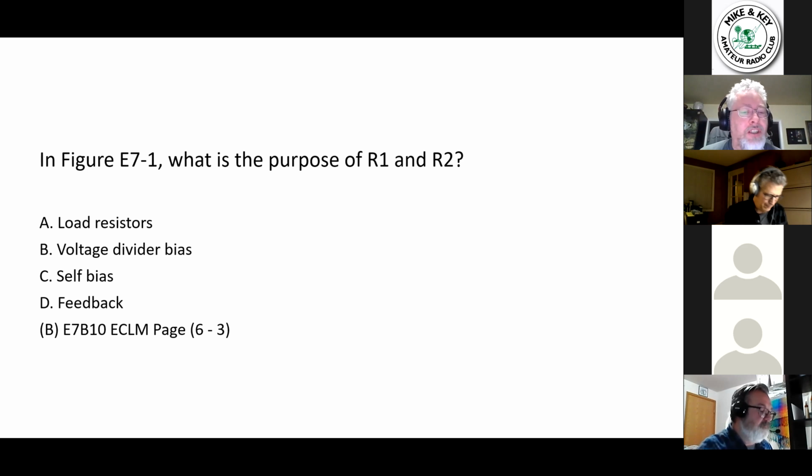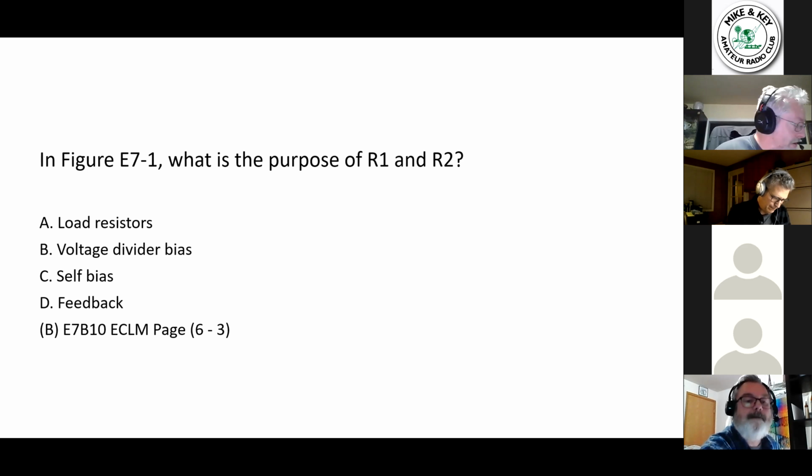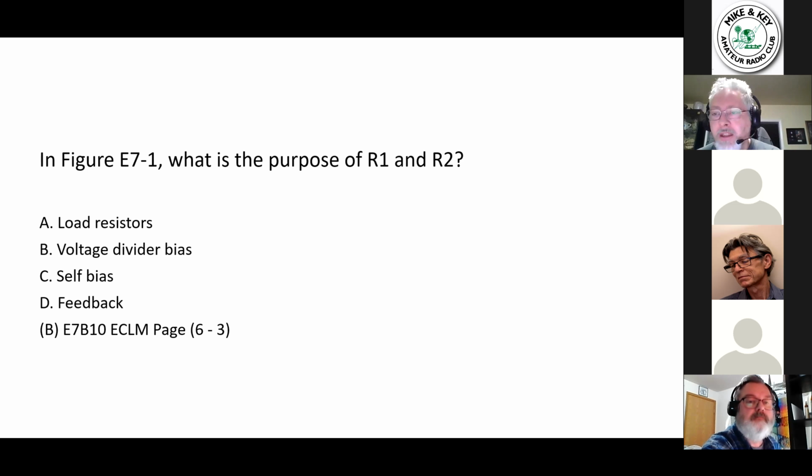It's the voltage divider bias. Gosh, I hope I don't have a ton of those. Oh, it says 10, 11, and 12. 3 figures is all. There's just 3 of them. Yep.